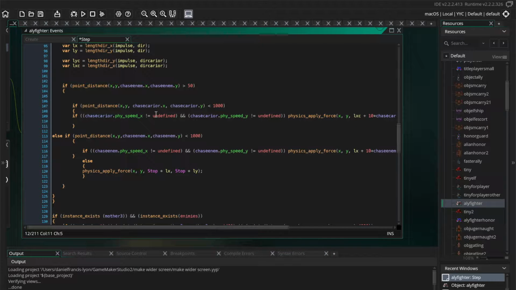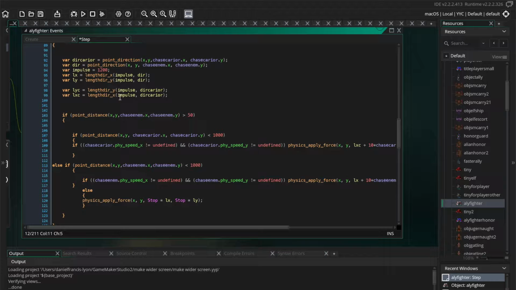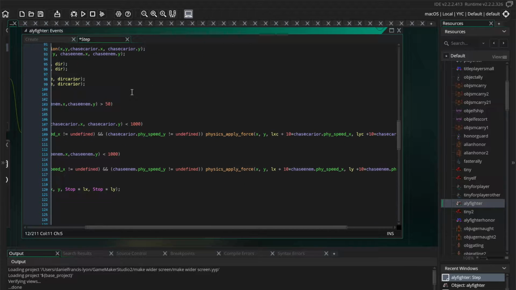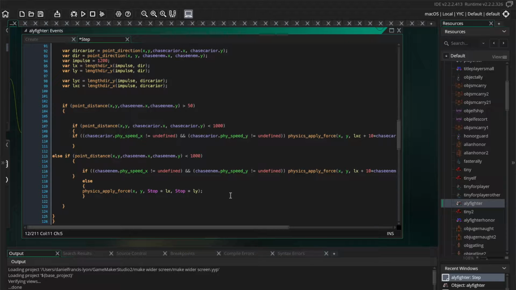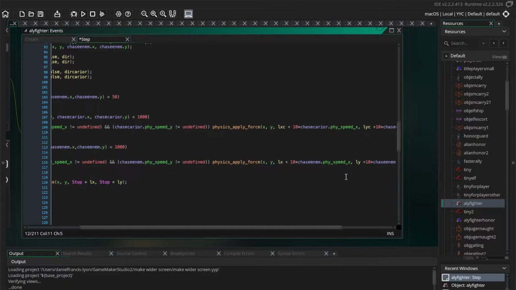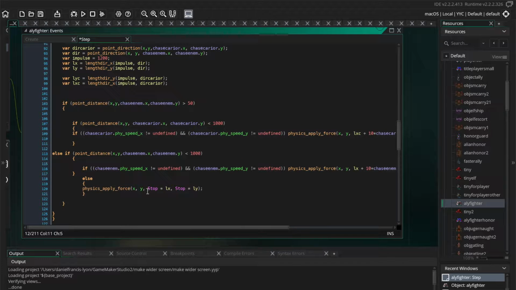Else, if there is no enemy within 1,000, then it just goes towards the nearest enemy. But it goes towards the nearest enemy without accounting for the enemy's speed. So basically when it's close to the enemy, it lets the enemy's speed actually affect where it's going. So it's not just going where the enemy is, it's going where the enemy is going. But if the enemy is pretty far away, it just goes straight towards where the enemy is.